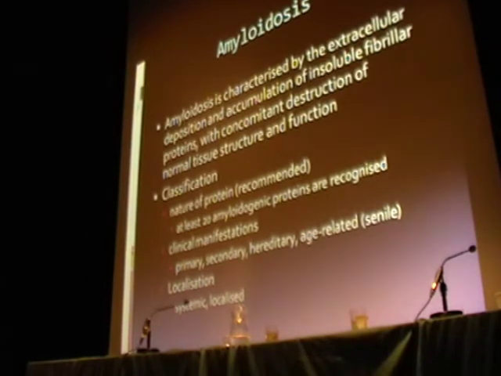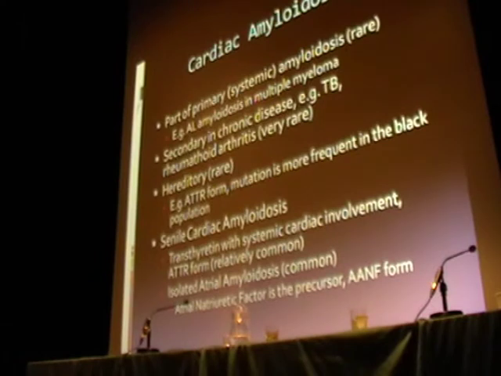Luckily I don't need to tell you anything about amyloidosis. We've had a comprehensive presentation on that. I'll just say a few words about cardiac amyloidosis. We have a few forms of cardiac amyloidosis. Most of these forms are considered to be rare. Obviously, primary systemic amyloidosis, such as AL amyloidosis, for example in patients with multiple myeloma, like the previous speaker said, is a terrible disease. Most patients die very quickly.